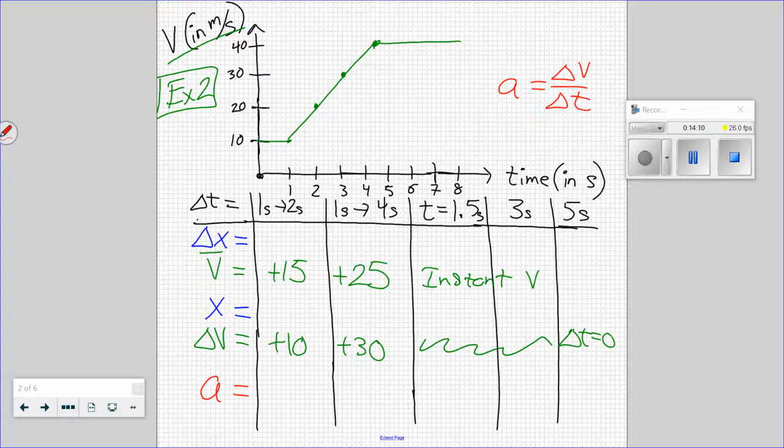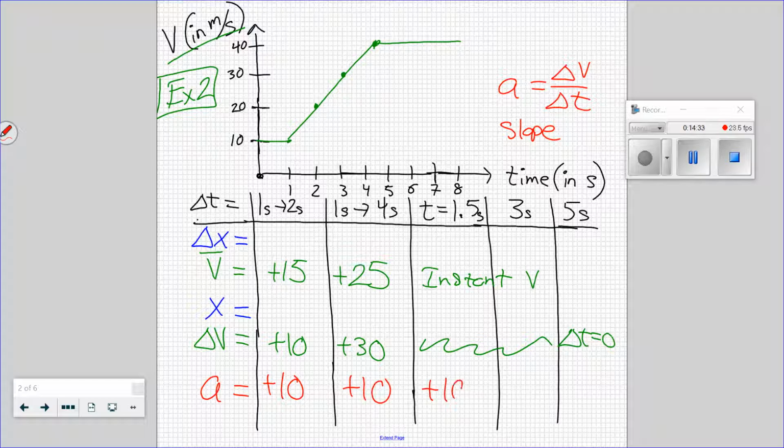Between 1 and 2, it has a constant slope. It's up 1 over 1, isn't it? So it's plus 10. Between 1 and 4, it's still plus 10. It's the slope. At 1.5 seconds, it's plus 10. It has a slope. Oh, that's even better. At 3, it still has plus 10.